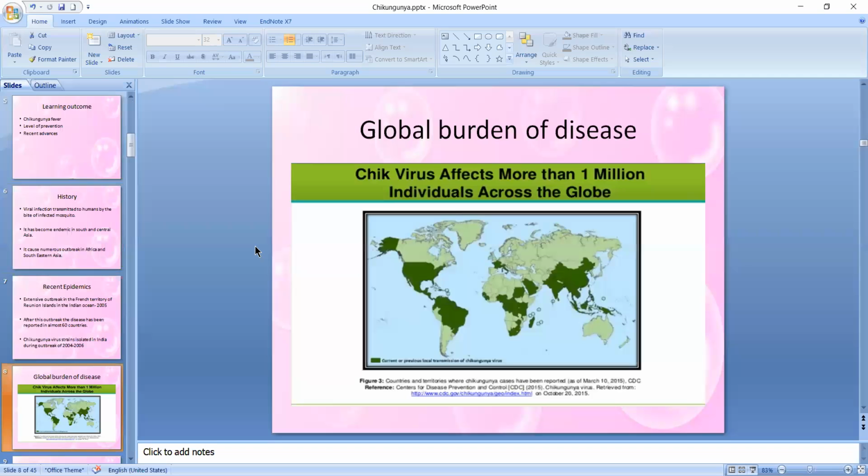Global burden of this disease: chikungunya virus affects more than 1 million individuals across the globe. The dark green color shows the areas in which chikungunya fever is endemic.